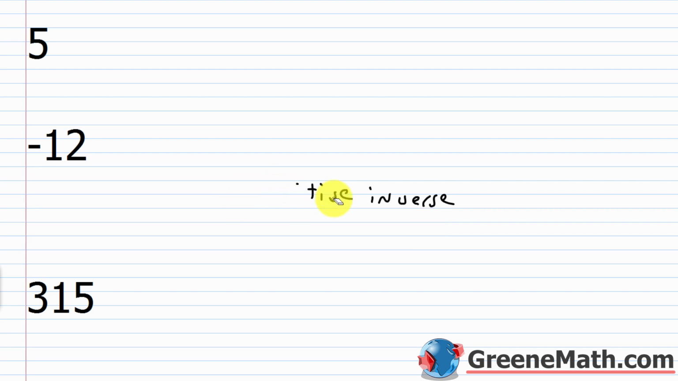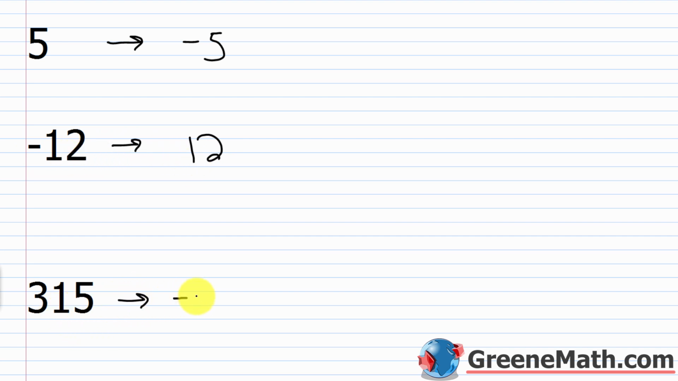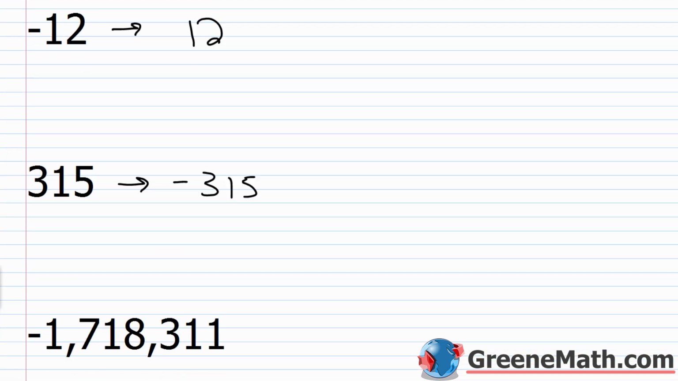All right, so the opposite of 5 is negative 5. Again, all I do is take the number and change the sign. So this is positive, it becomes negative. The opposite of negative 12 would just be positive 12. Again, just change the sign. The opposite of 315 would be negative 315. Again, just change the sign from positive to negative. And then the opposite of negative 1,718,311 would be positive 1,718,311. Very, very easy to find the opposite of a number.